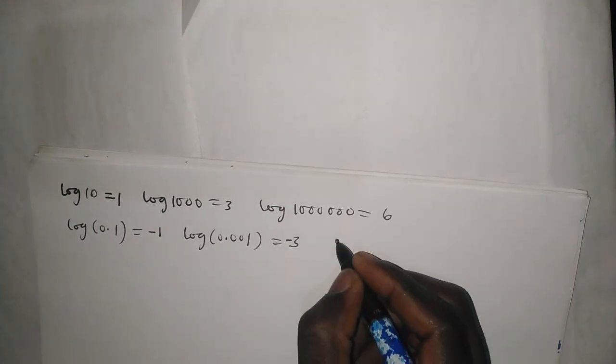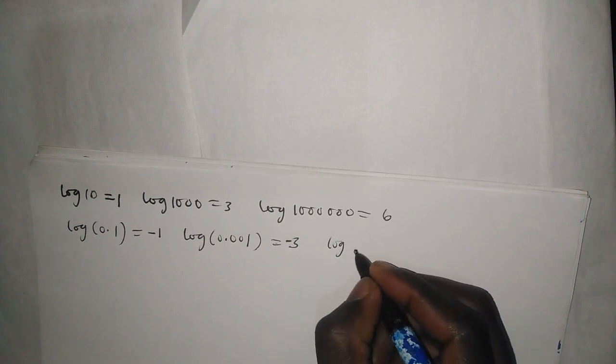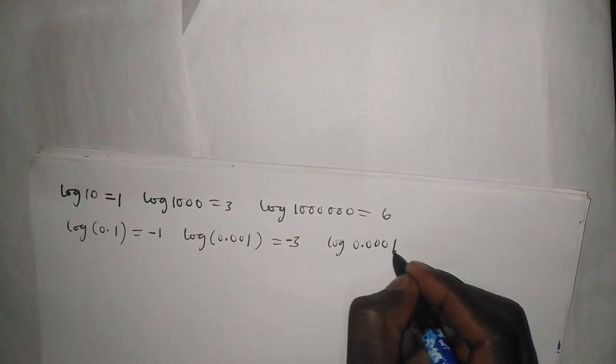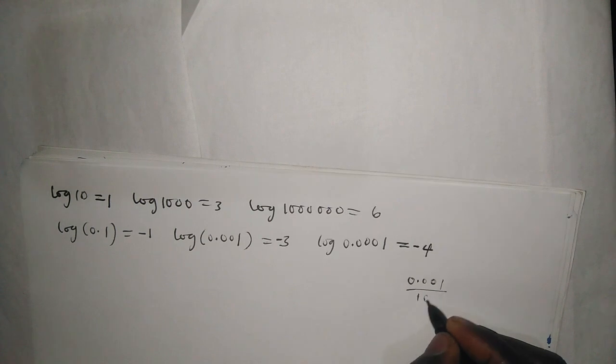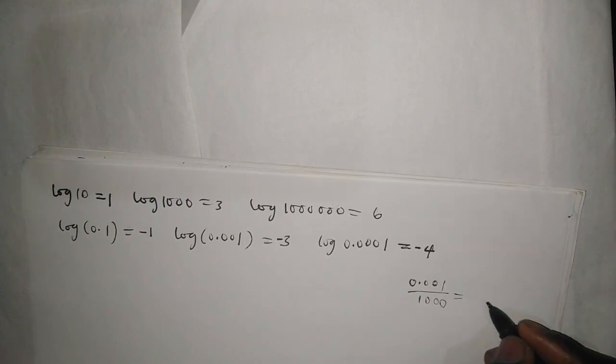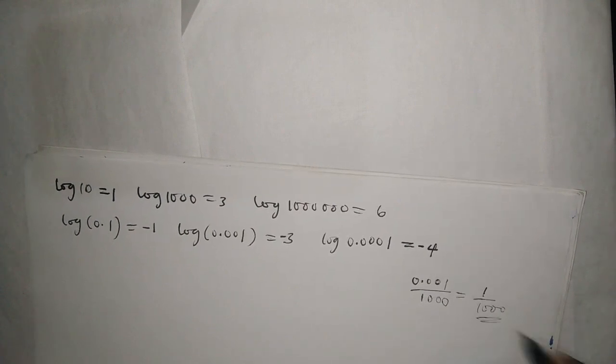We will have log 0.001. Now you still count the zeros, which is 3, but because it's in form of a fraction, you put a negative sign. So you have log 0.0001. So in this case, count the zeros, there are 4, you add a negative. And you know 0.001 is in form of a fraction because you can just simply say 1 over 1000.